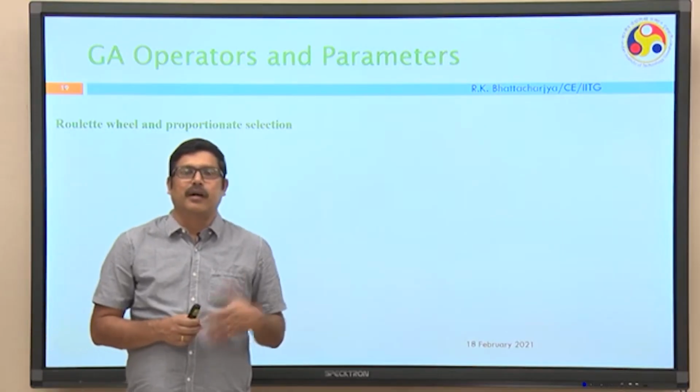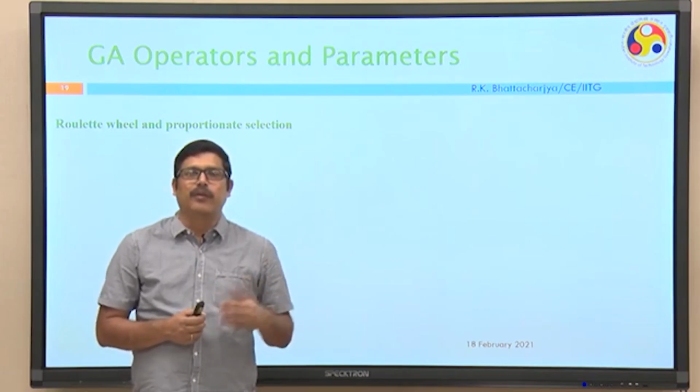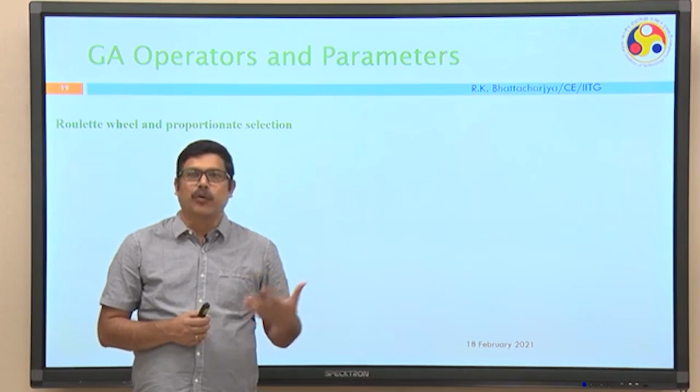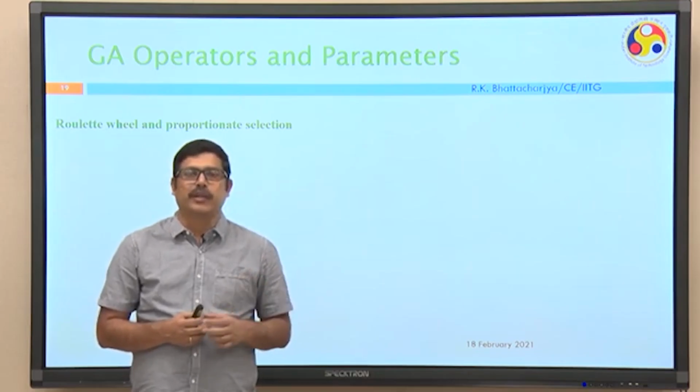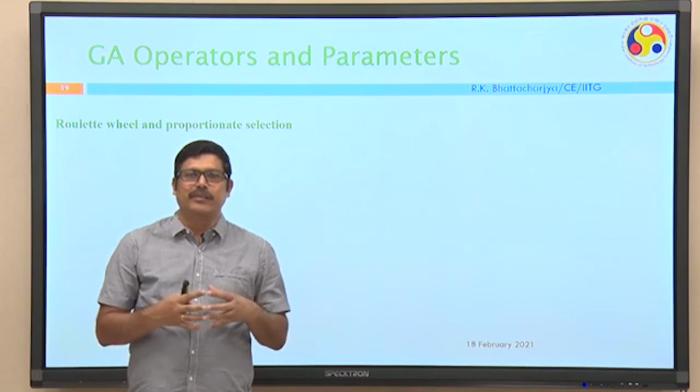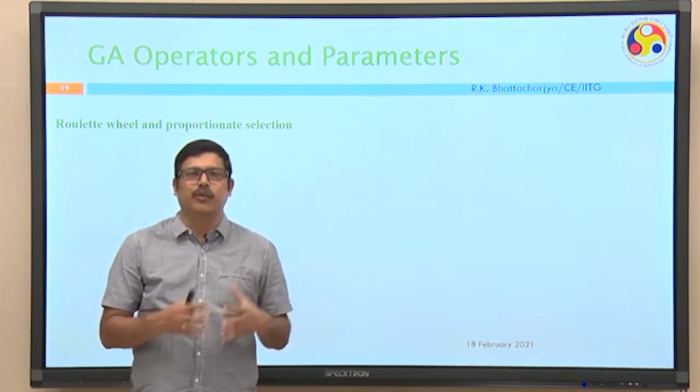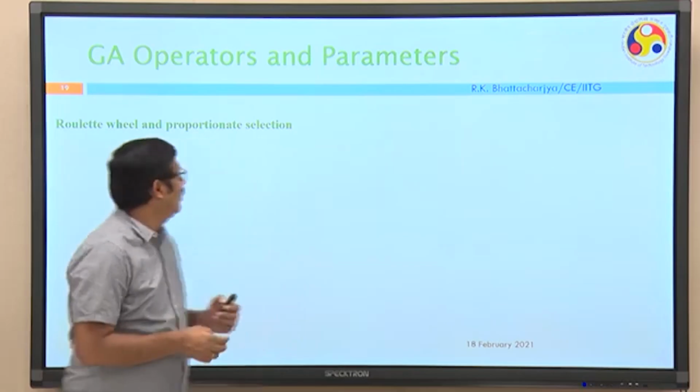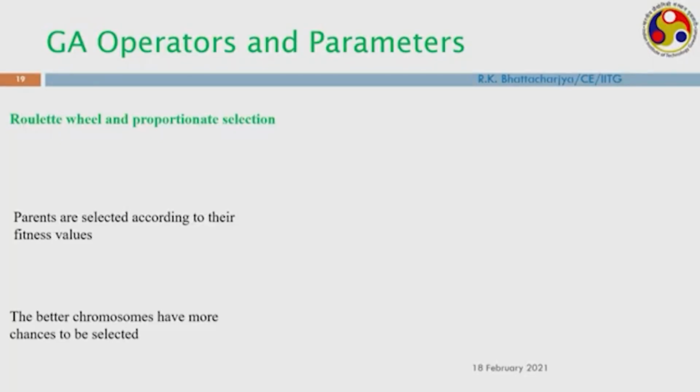Let us discuss the other selection operators. One of them is roulette wheel and another is proportionate selection. These two are a little bit interlinked, so we are discussing them together. Now, what is roulette wheel? In this case the parents are selected according to their fitness values. Suppose a particular solution has a higher fitness value. It will have a higher probability of being selected for the next generation. Therefore, the better chromosome has more chances to be selected.